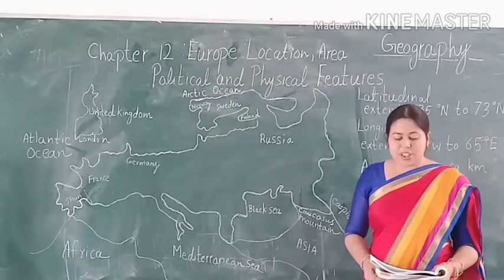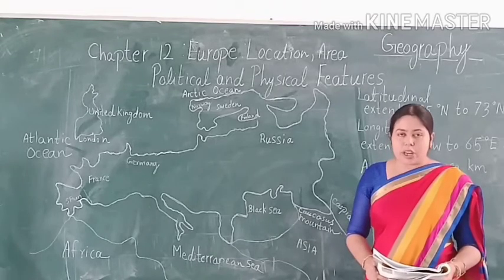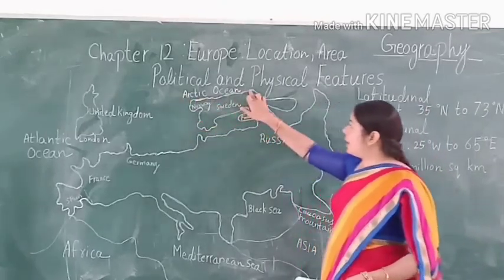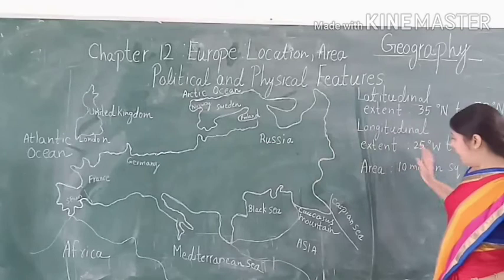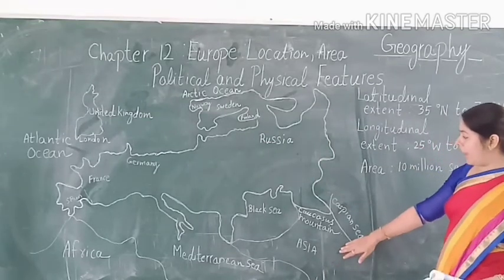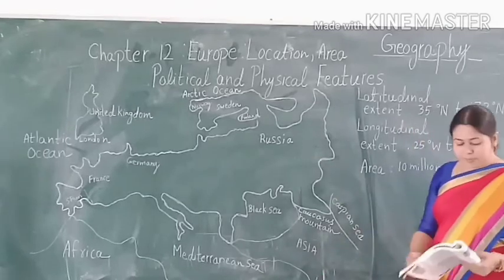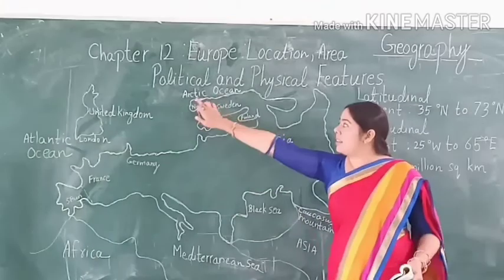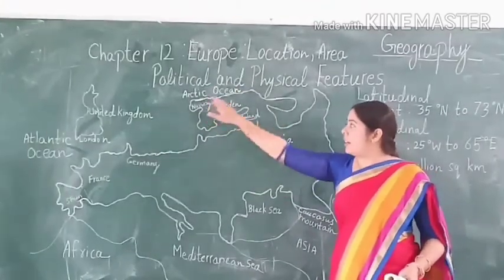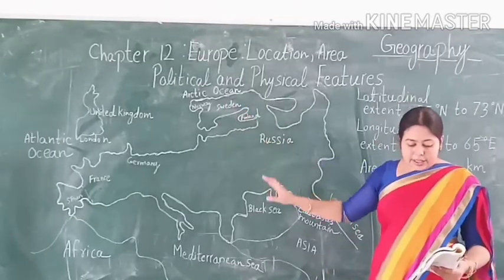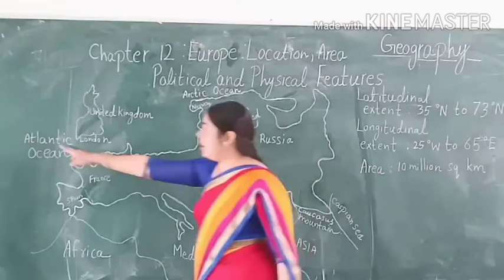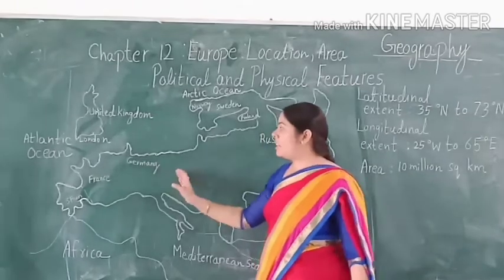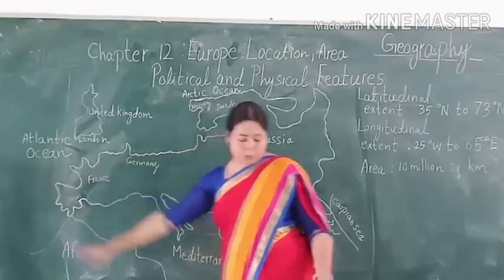The continent itself juts out westward from Eurasia and is surrounded by the Arctic Ocean. You can say here is the Arctic Ocean, and here is Asia, and here is Russia. So the Arctic Ocean is in the north. You can see this is the north side, and in the north the Arctic Ocean lies, and in the west you can see the Atlantic Ocean. This is the Atlantic Ocean, on the west side of Europe.